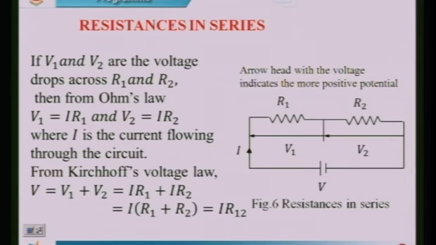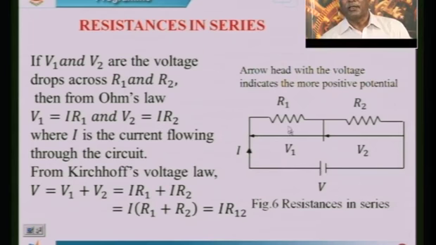In that respect, you can see here R1 and R2 are connected in series across the voltage source V. According to Ohm's law, V1, the drop across R1, is nothing but I into R1, since the current is common to both the resistances in a series circuit, while V2 is equal to I into R2. According to Kirchhoff's law, V must be equal to V1 plus V2.